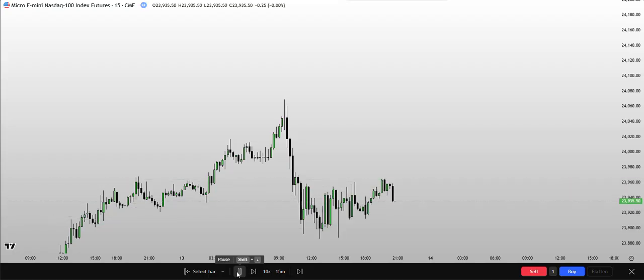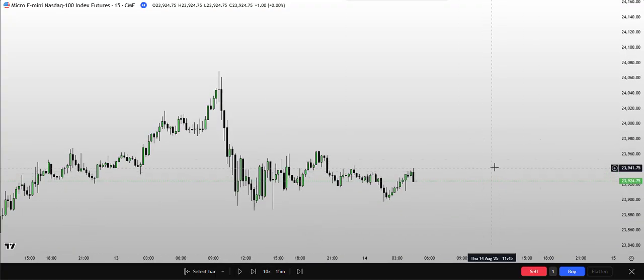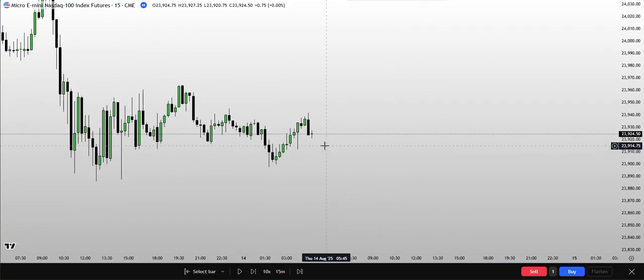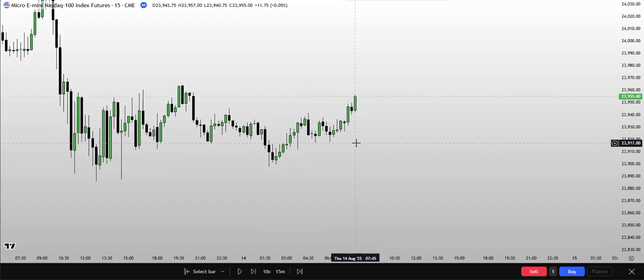Why is this chart glitching though? It's pissing me off a bit. Anyways, showing that sometimes gets annoying. Yeah, like that's a bit annoying right now.